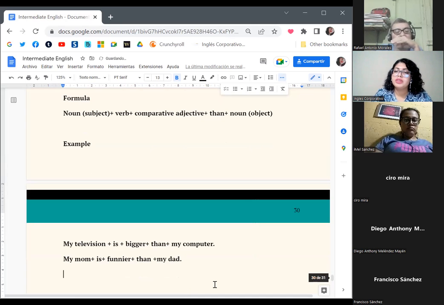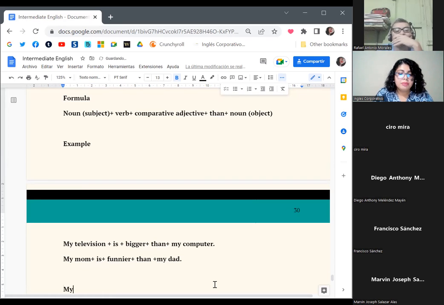So let's see, how can we do something like that? In this case, we have this kind of sentence. It says, my brother is 6 feet tall, but my father is taller. So in this case, we are not going to add than my brother.